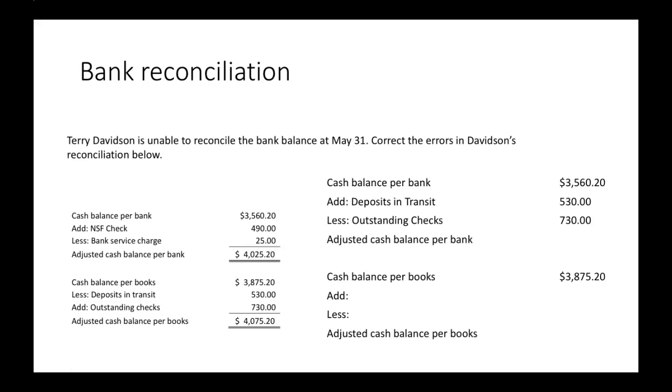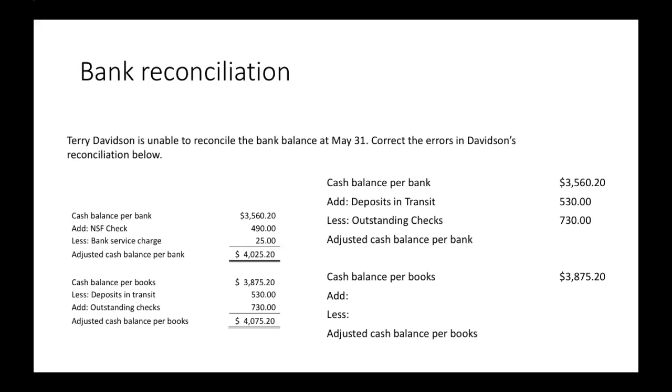So on your books, you would say, well, yeah, I definitely paid Steven $730. But your bank has no idea that you wrote me a check for $730 until I take it to my bank, right? Until I put that into the bank account. So while it's still out there in the world, it's considered an outstanding check. That would take away from your balance in your bank account. So we have to subtract it from our cash balance per bank.